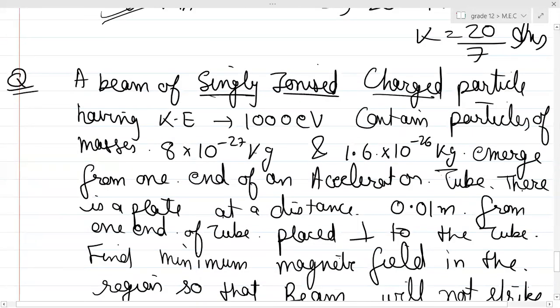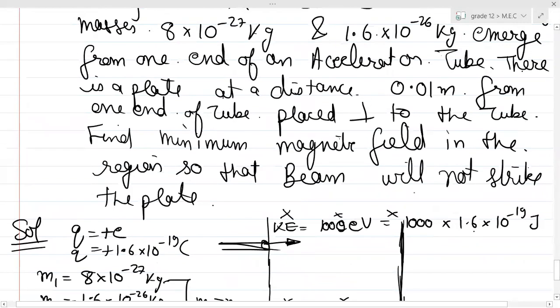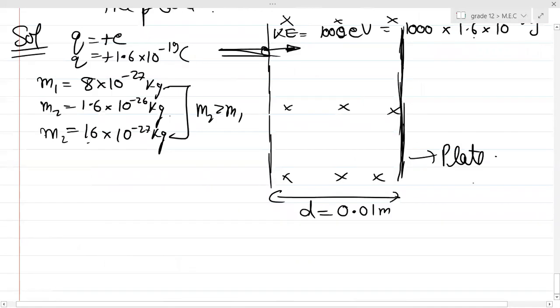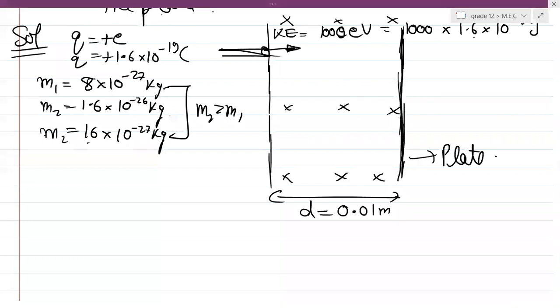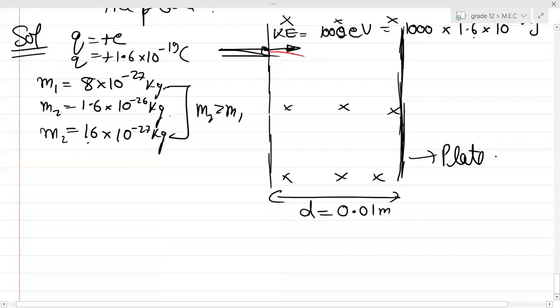Yes, sir. First, from one axis, there is a plate at a distance from one end of the tube. Find the minimum magnetic field in the region so that the beam will not strike the plate. So if I don't want this charged particle to strike the plate, that implies all my charged particles should rotate before striking, right? Should they be rotating like this? Are you getting my point, guys? And then it will go like this.